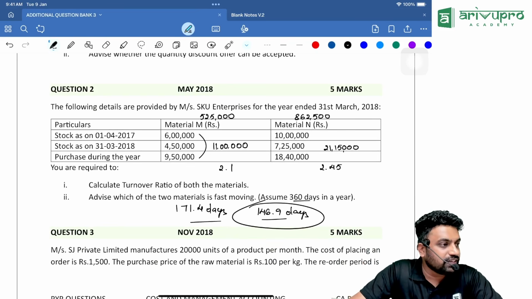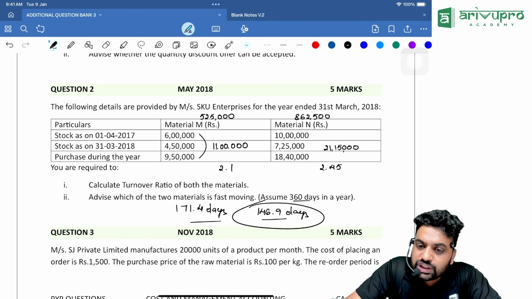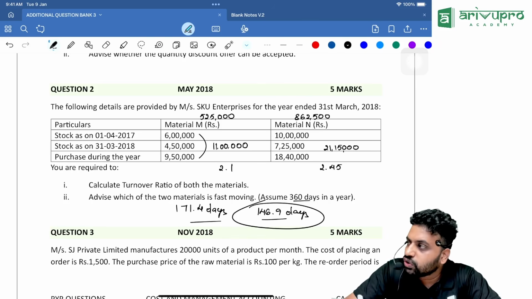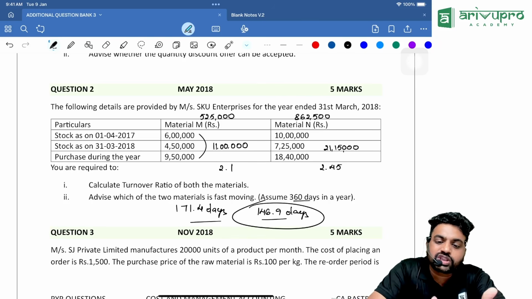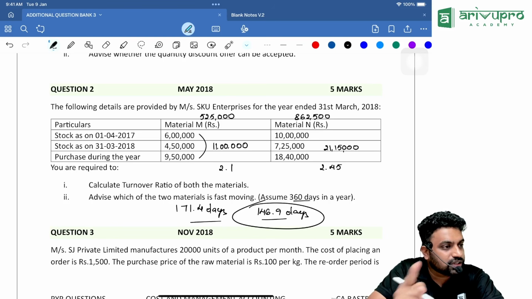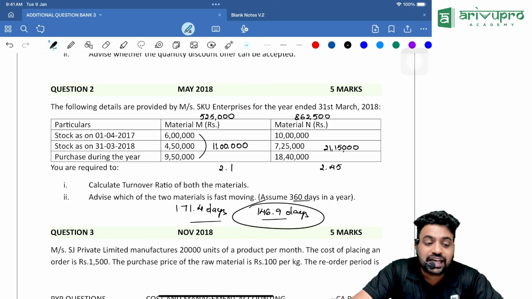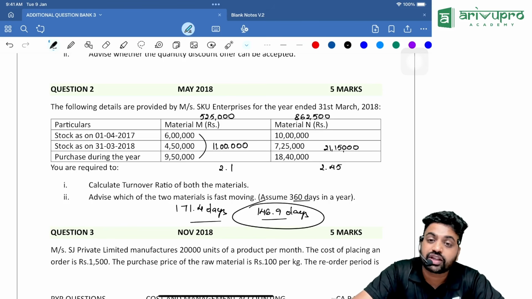That is to calculate inventory turnover ratio. Inventory turnover ratio is nothing but cost of goods consumed divided by average inventory. Correct? Cost of goods consumed is nothing but opening stock plus purchase plus direct expense minus closing stock. Average inventory is nothing but opening stock plus closing stock divided by 2. Correct? Then, if they ask which is fast moving, slow moving, of course, whichever is having more inventory turnover, that is fast moving.